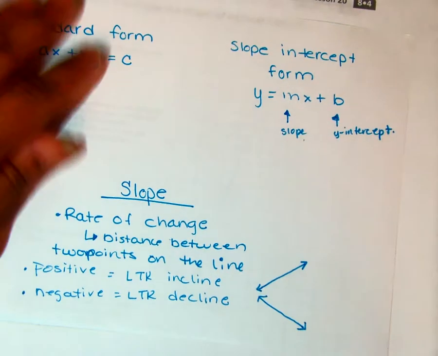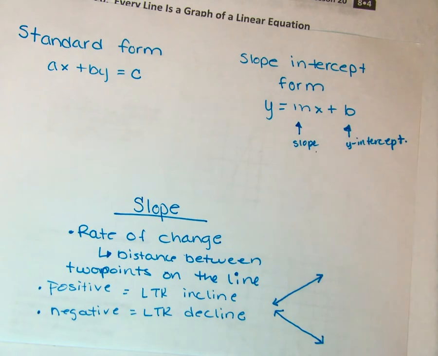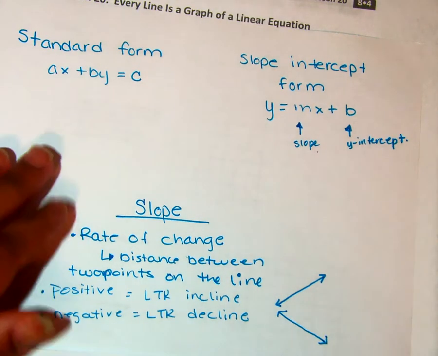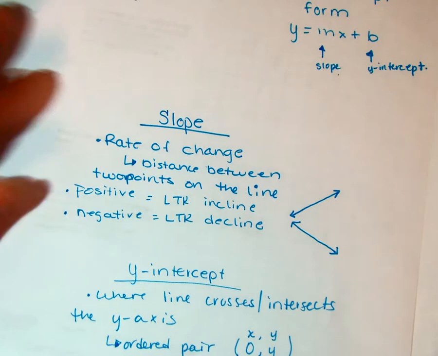Some things to remember about slope. Slope is our rate of change, or the distance between 2 points on the line. Something I've noticed from previous lessons is you're picking points that are not on the line. Remember, to calculate slope, you need 2 points on the line. Slope can be positive, that's left to right inclining, or slope can be negative, and that's left to right declining.